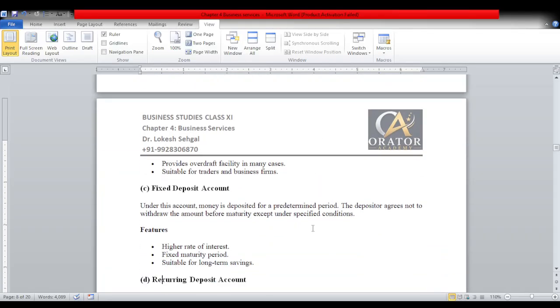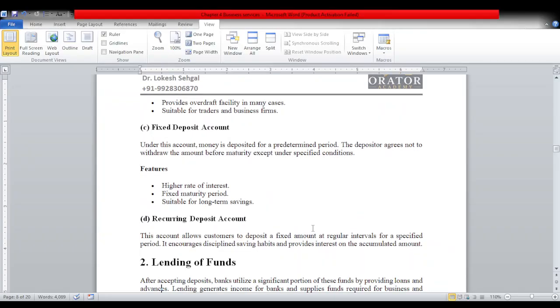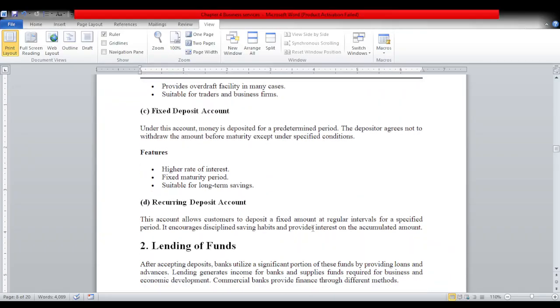Next is your fixed deposit account. Unlike this account, money is deposited for a predetermined period. The depositor agrees not to withdraw the amount before maturity except under specified conditions.